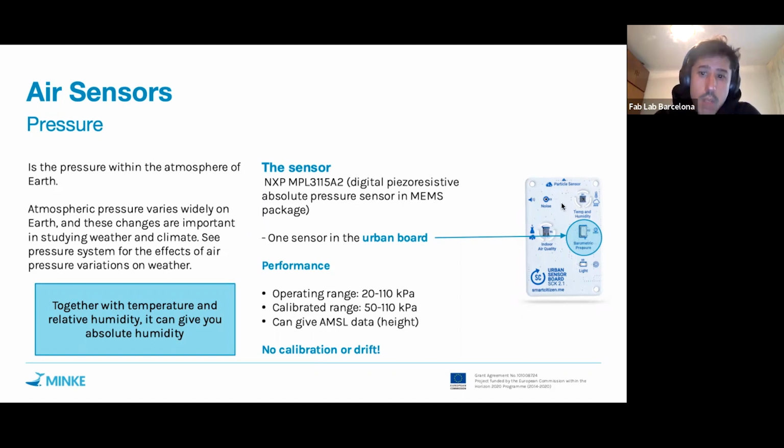The sensor, in this case only placed on the urban sensor board, is right below the temperature and humidity. It performs quite well over a wide range from 50 to 110 kilopascals, and it can also give you above sea level height, down to, I believe, one meter precision. So you can even use it to determine at which height you are located inside a building or other places.